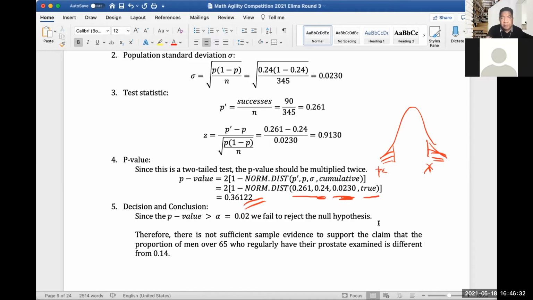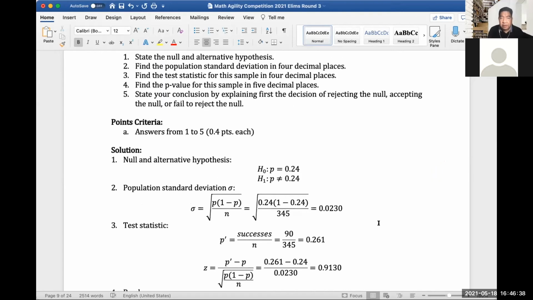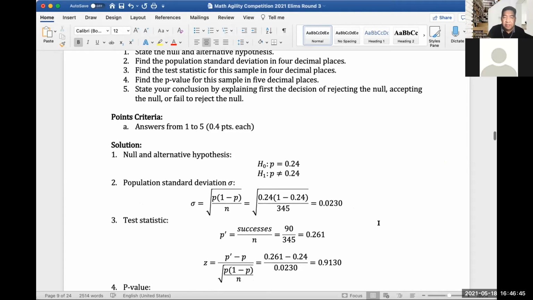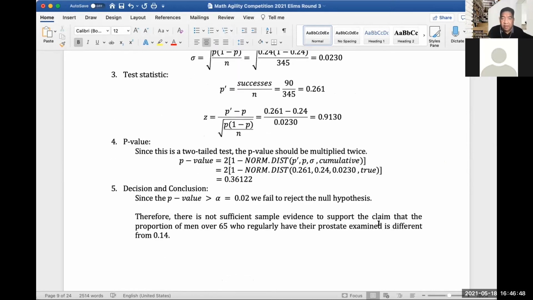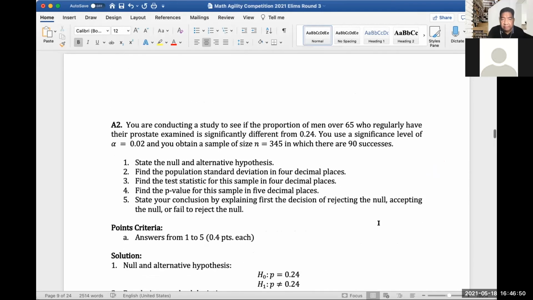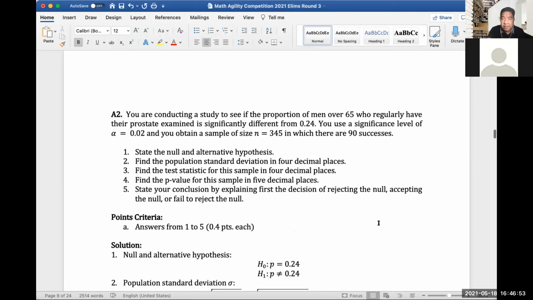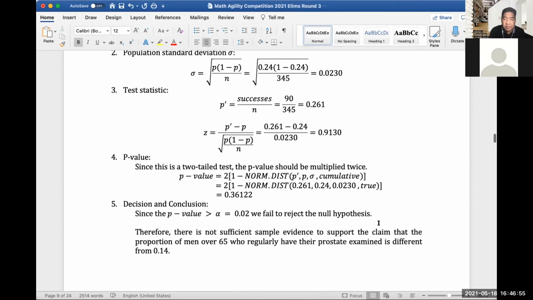Okay, so the next requirement is to state your conclusion by explaining first the decision of rejecting the null, accepting the null, or failing to reject the null. Since our p-value is greater than our alpha, our alpha is, not confidence level, rather significance level, of 0.02. So our p-value is higher than our alpha of 0.02. When p-value is higher than alpha, we fail to reject the null hypothesis, right?